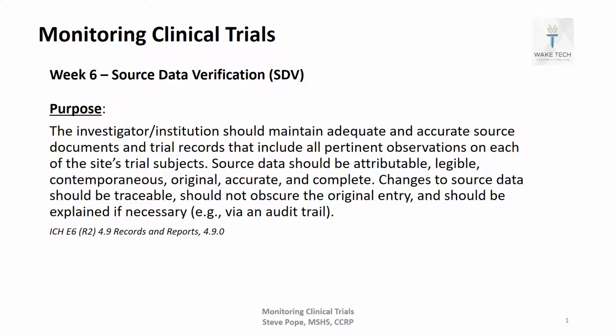Once again, we go back to the guidelines. The investigator/institution should maintain adequate and accurate source documents and trial records that include all pertinent observations on each of the site's trial subjects. Source data should be attributable, legible, contemporaneous, original, accurate, and complete. Changes to source data should be traceable, should not obscure the original entry, and should be explained if necessary, for example, via an audit trail.